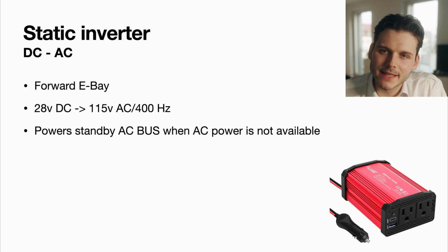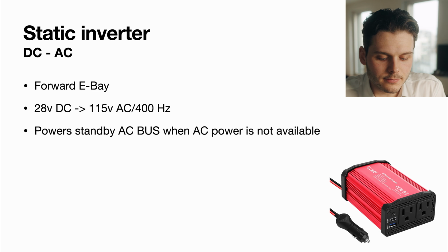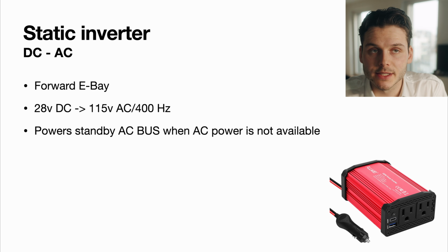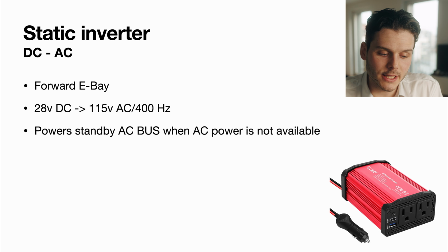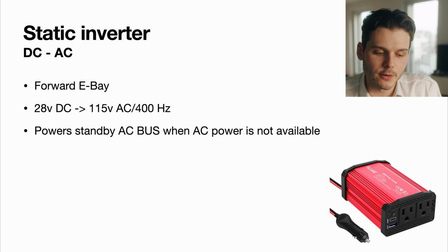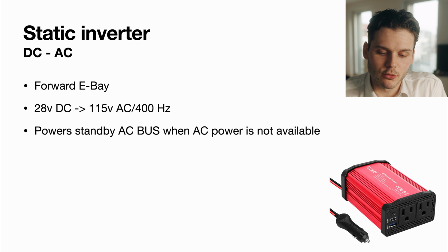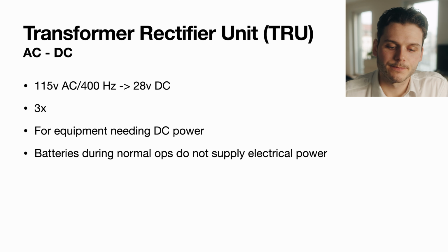And then we also have a static inverter for DC to AC. It's much like you would find on your car, or you would have on your car if you want to charge something with 220 volts. You would have an inverter like this. We also have it in a forward e-bay. It converts 28 volts DC to 115 volts AC, and it powers a standby AC bus when AC power is not available. And during the RUT deployment, which takes 8 seconds, batteries bridge that with the inverter to have AC power as well, not only DC power.